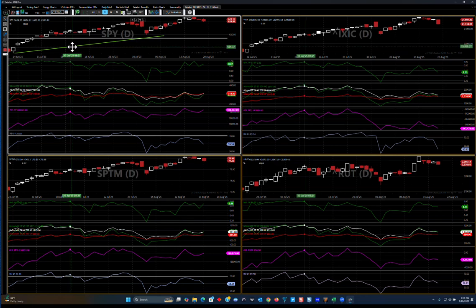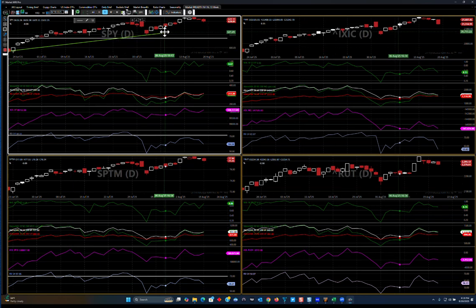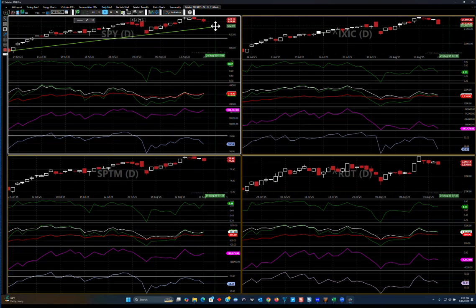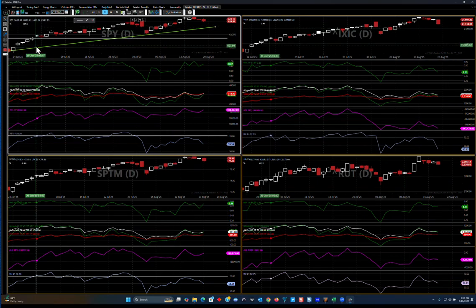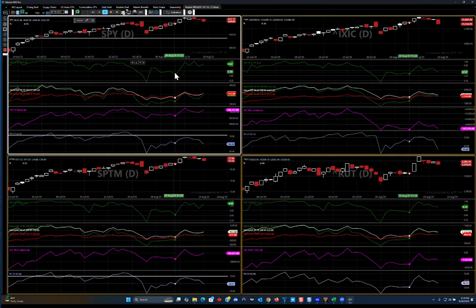Let me take this thing. Maybe not. Well, I'll take it off. I'll play with that later. I don't want to distract you. The first window below the price bars is the 13-week new high, new low.